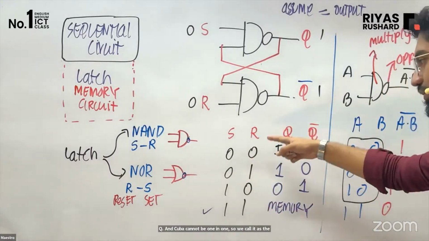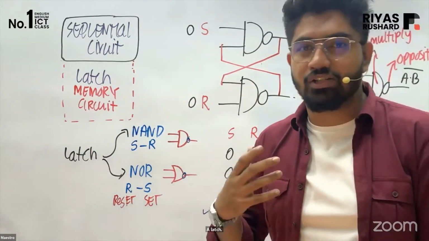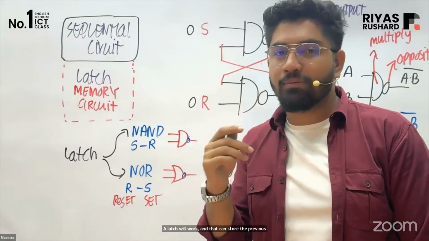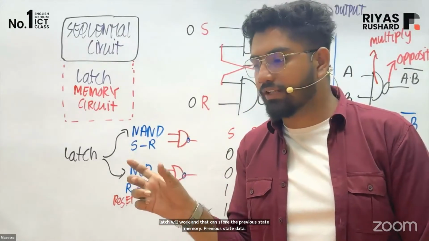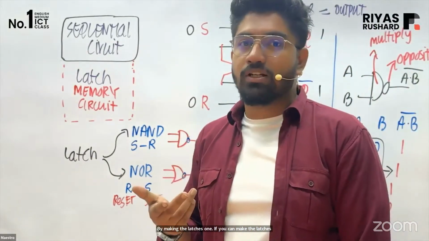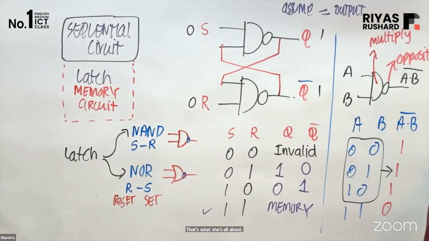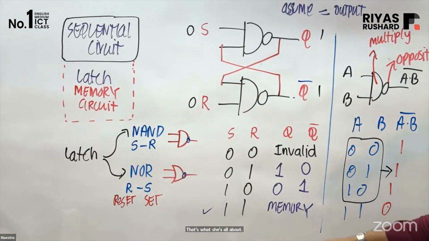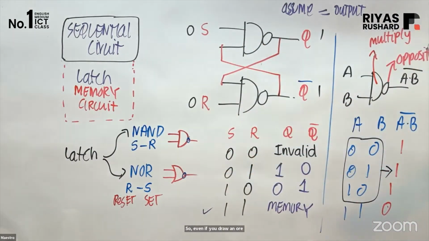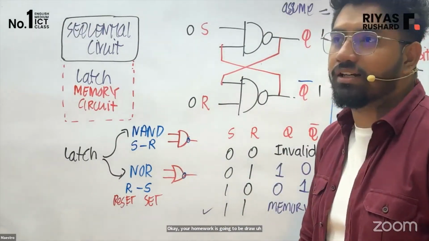This is the truth table of a latch. A latch can store the previous state, the previous state data, by making the inputs 1 and 1. That's what a latch is all about. Okay, we have the last part. Even if you draw a NOR gate, this will differ. Your homework is going to be to draw a NOR gate latch.